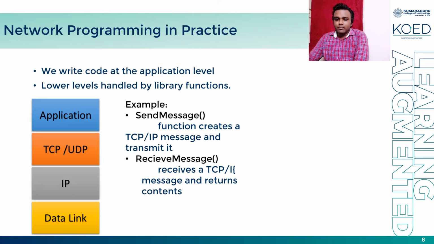In networking programming in practice, we write the code at the application level. The lower levels are handled by library functions. We cannot write which kind of communication and which kind of data link has to be followed. We are not going to do that. We configure those things using simple functions like MQTT start and MQTT end. For example, the send message function creates the TCP and IP message and transmits it. The receive message function receives the TCP and IP message and returns the content.